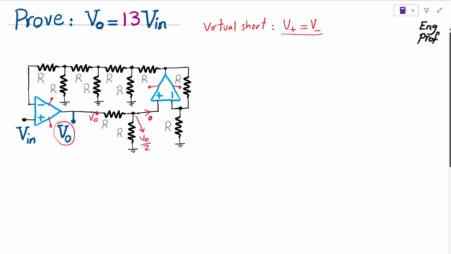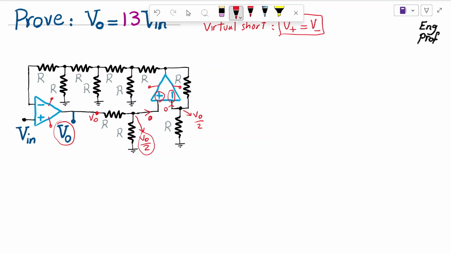So we have V out over 2. Now, because of the virtual short that I talked about, because V out over 2 is now at the positive input terminal of the op amp, it should also appear at the negative terminal. So here should be V out over 2 as well. Now you can see that there is no current flowing through the input terminal of our ideal op amp. Therefore, as a result of that, you get the current that is flowing this way should continue going downward through this resistor. So if we have V out over 2 halfway, then we should have V out here on top.